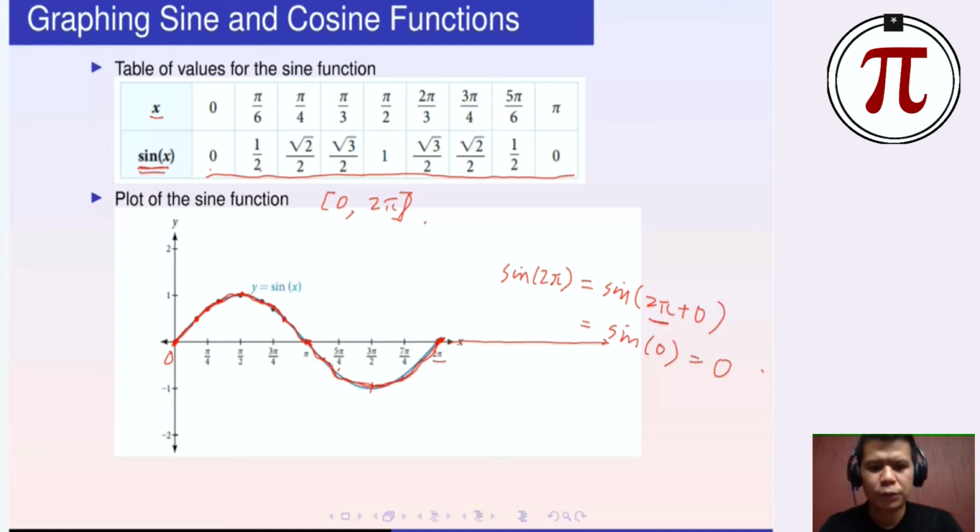Now, in other words, if it is a periodic function, you can just get a curve for one period, and then everything else will be good. Yes? Okay, very good.